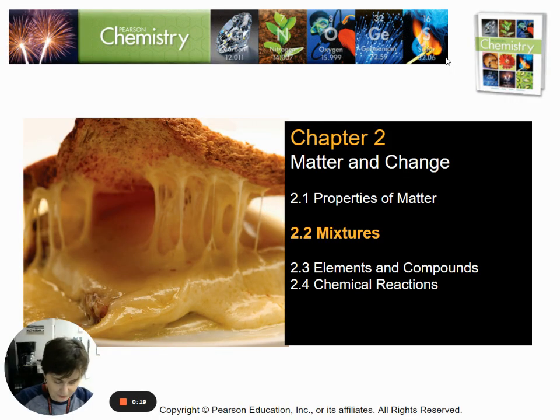Again, my big giant questions probably should be: how can matter be classified, and how can mixtures be separated? I need to have that on this first slide though.